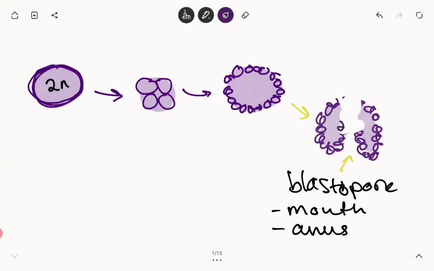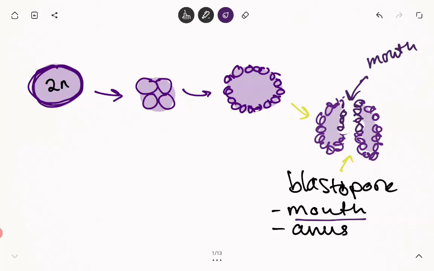so these cells are going to continue to kind of move inwards, kind of like that, until we get two openings for some animals. Some animals only have one opening, but this first opening, if it becomes the mouth, we say that they are protostomes. If this first opening becomes the anus and this second opening becomes the mouth, we say that they are deuterostomes, mouth second.